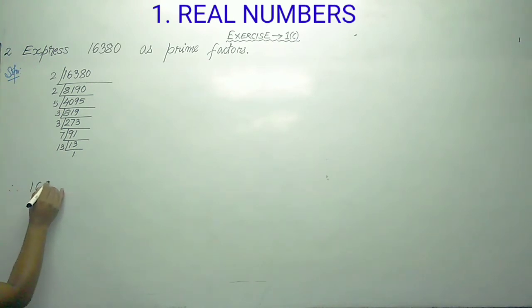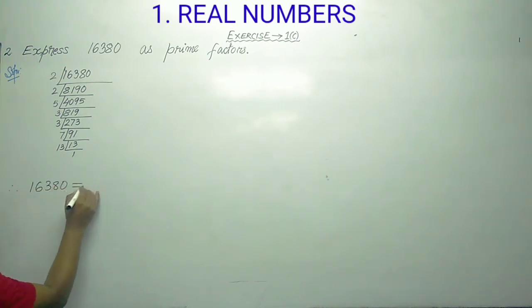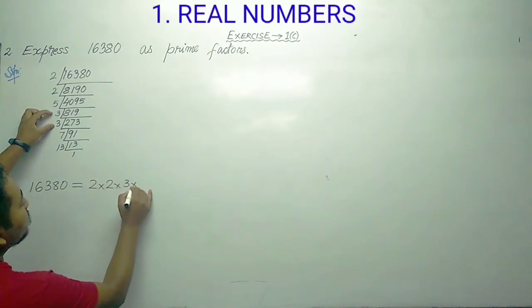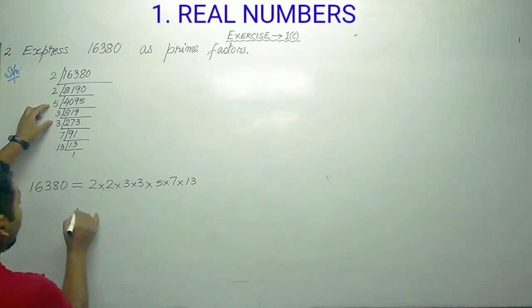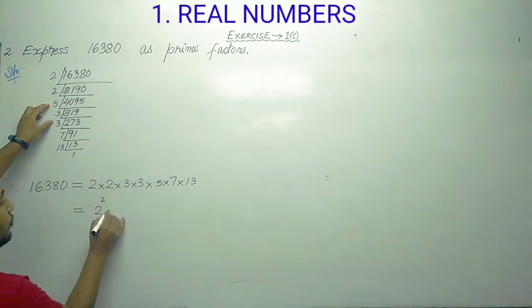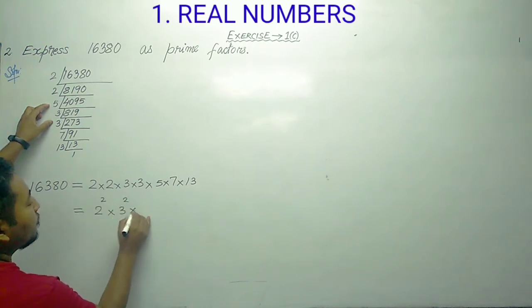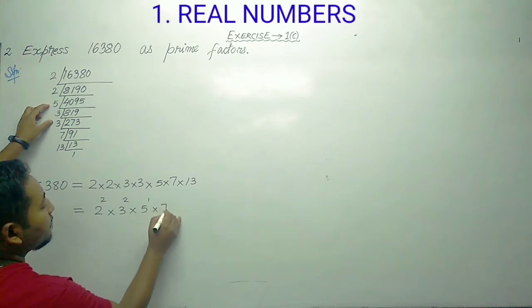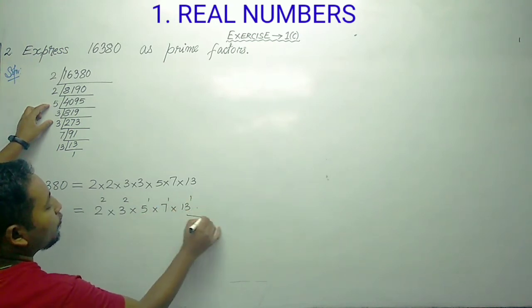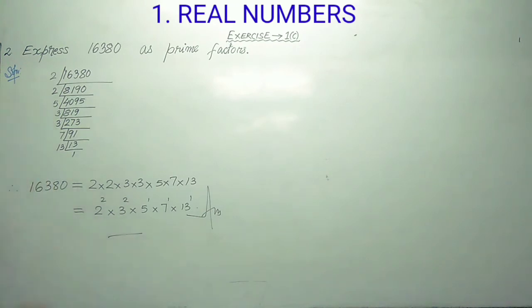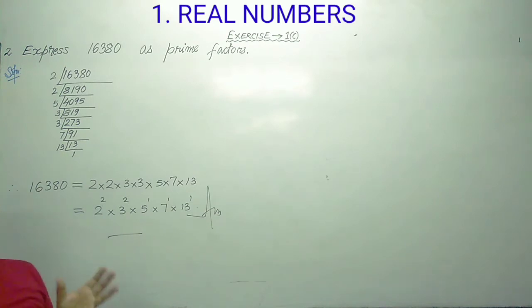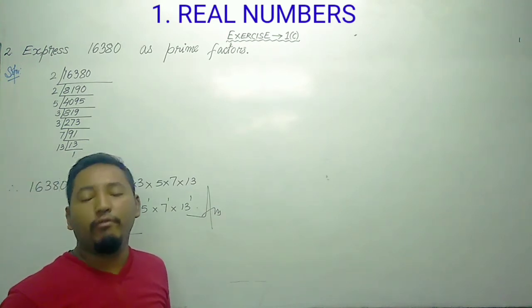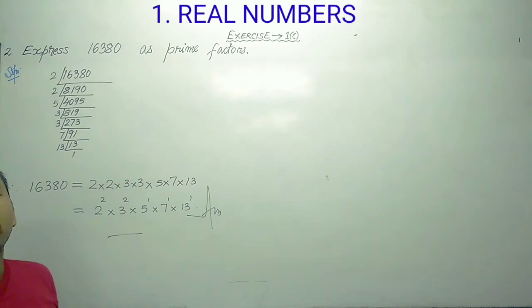Therefore, 16380 will give you 2 into 2 into, I'll write down first 3, 3 into 3 into 5 into 7 into 13, which can also be written as 2 to the power 2, 3 to the power 2, 5 to the power 1, 7 to the power 1, 13 to the power 1, which is our required answer. So this is how we convert any number or express any number as a product of its prime factors. Now let us move on to the next question.